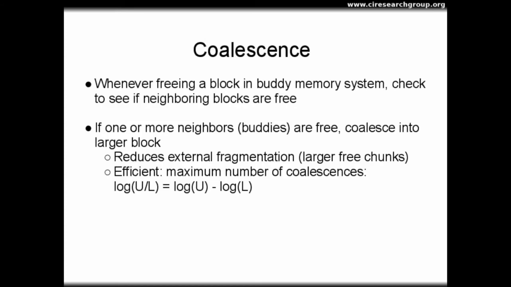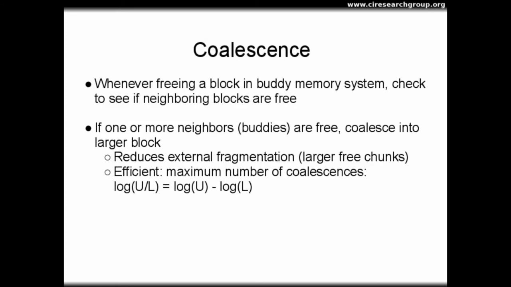Thus, for example, a system with a maximum block size U of 4096 bytes, or 2 to the 12, and a minimum block size of 512 bytes, or 2 to the 9, will require at most three coalescence operations to recreate the superblock. Returning a single 512-byte block whose neighboring 512-byte buddy is free will cause the two blocks to be coalesced into a single 1024-byte block.